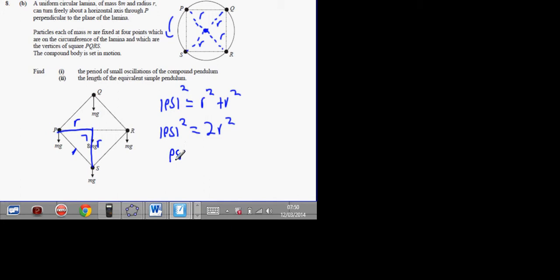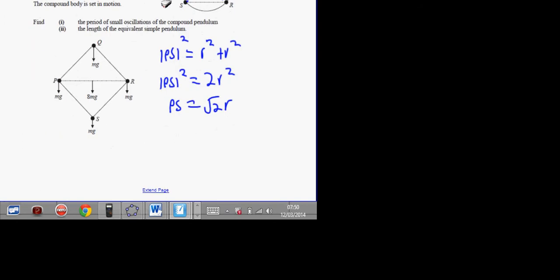Okay, now next thing you have to do when you're doing these compound questions is what's called moment of sum equals sum of moments. We're going to use that a lot. Moment of sum equals sum of moments. Now, it's a horizontal axis through P, so P is the point at which it's rotating around.